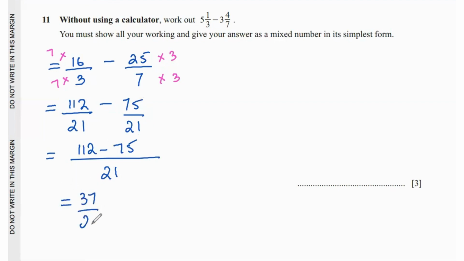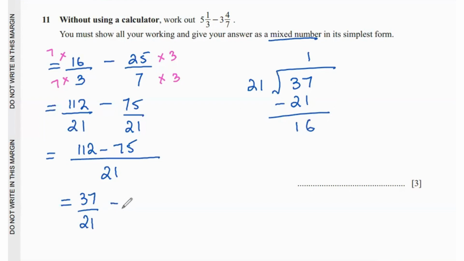37 over 21. Now to convert 37 over 21 into a mixed number, we will divide 37 by 21. 21 times 1 is 21. Subtract 21 from 37, which gives us 16. So it's going to be one whole number, 16 over 21. Our answer is 1 and 16/21.